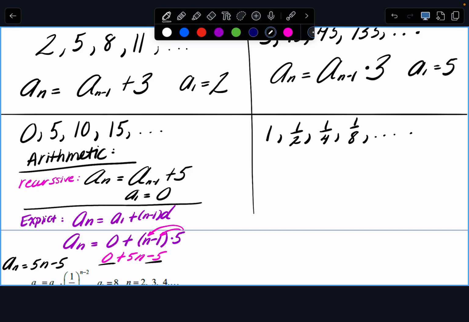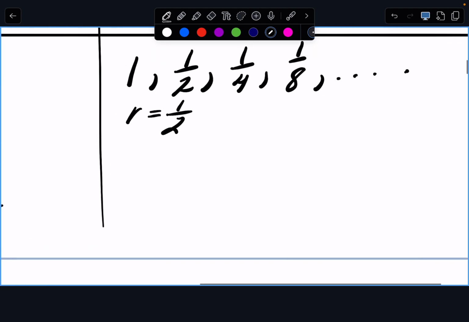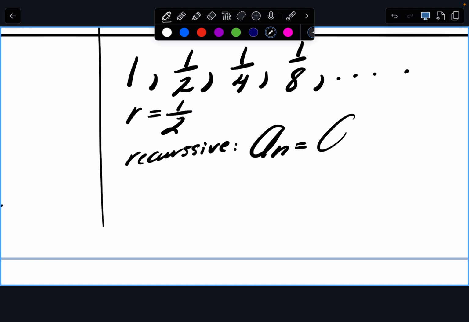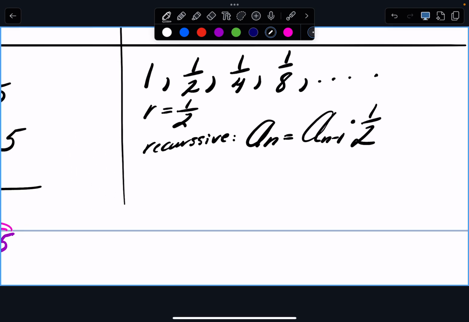Okay, look at the next one. 1, 1/2, 1/4, 1/8. Are we adding the same number or multiplying by the same number? So our ratio is 1/2. Right here, our common difference was 5. Our ratio is 1/2. We have to use the correct language so we're not confused. So then you would say a recursive formula for that would be a sub n equals a sub n minus 1. Take the previous term and times it by 1/2, we said. Then you would write what a sub 1 is. A sub 1 is 1.